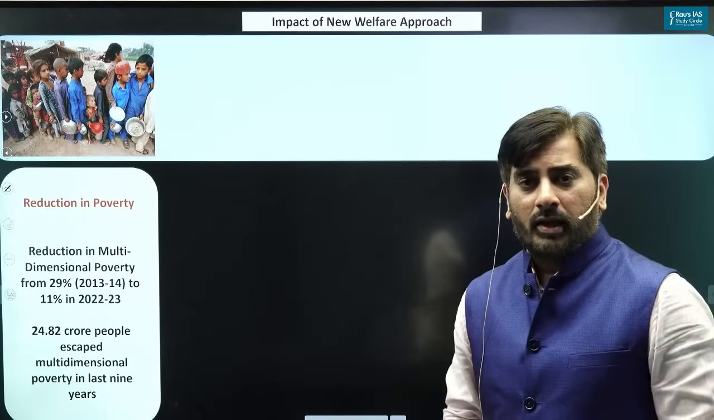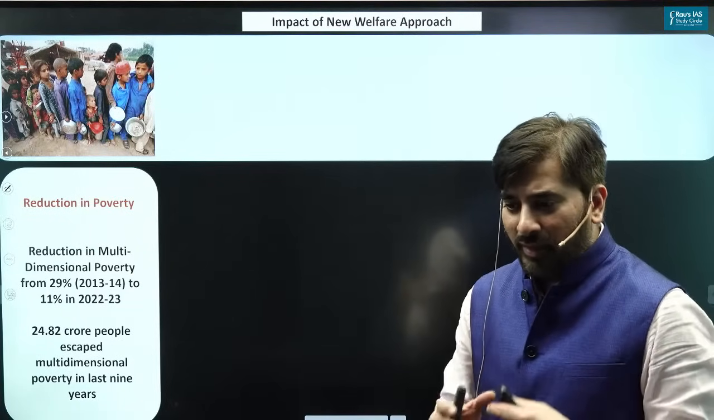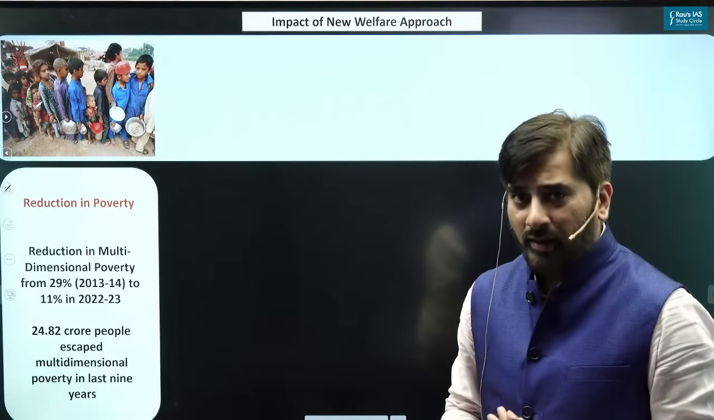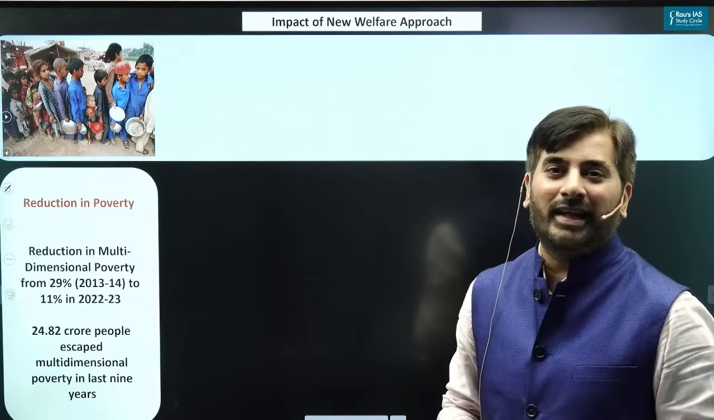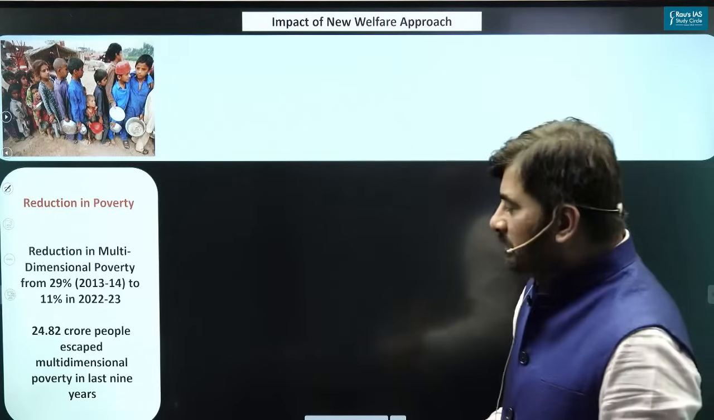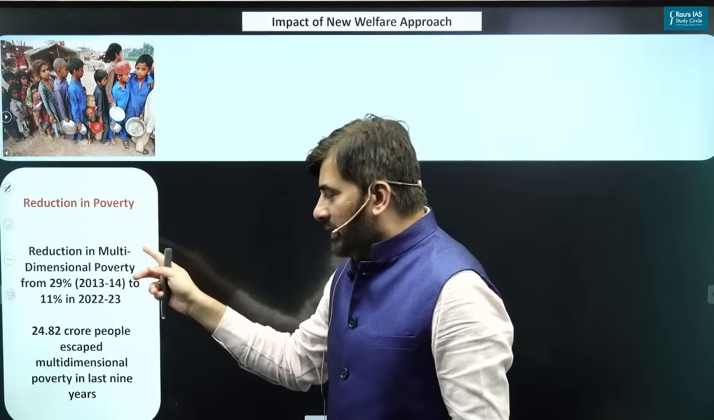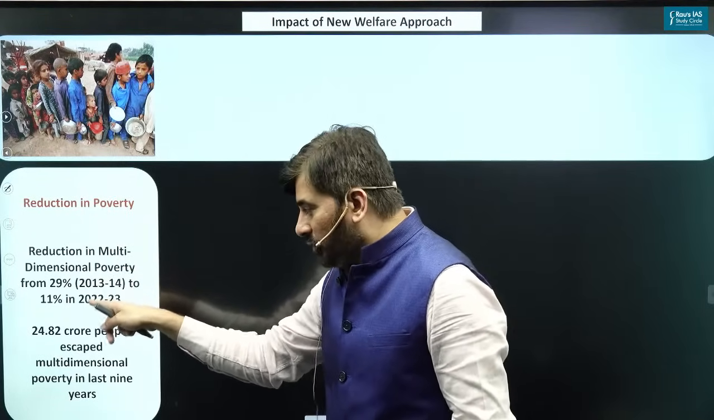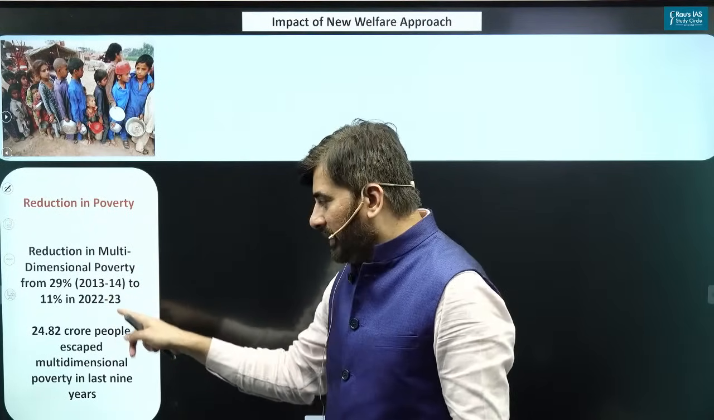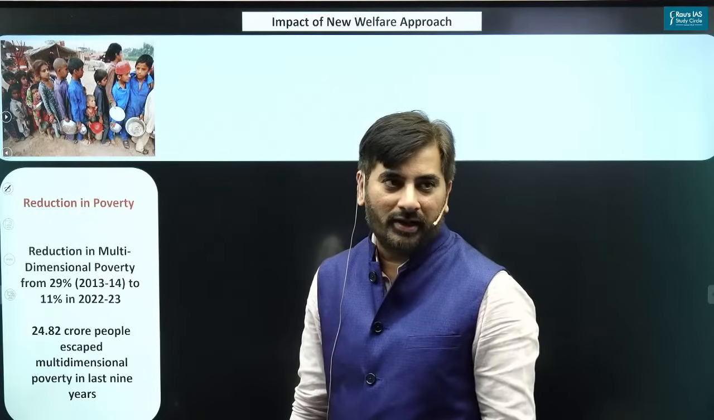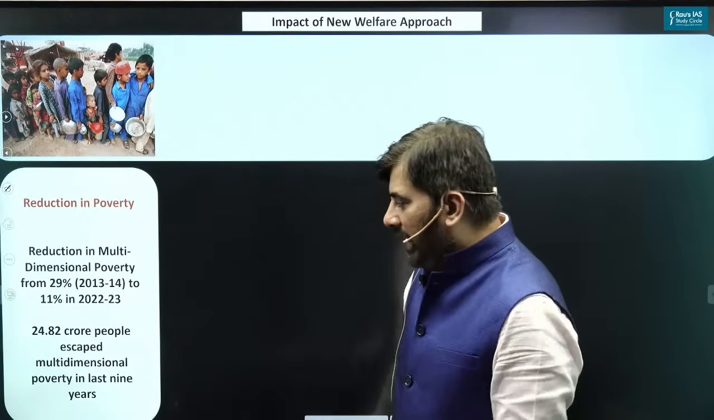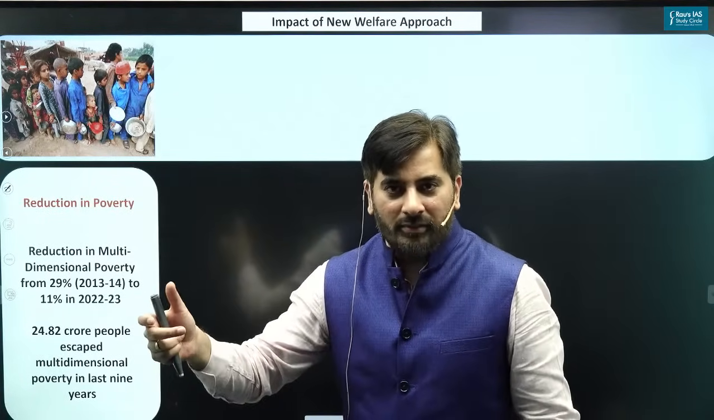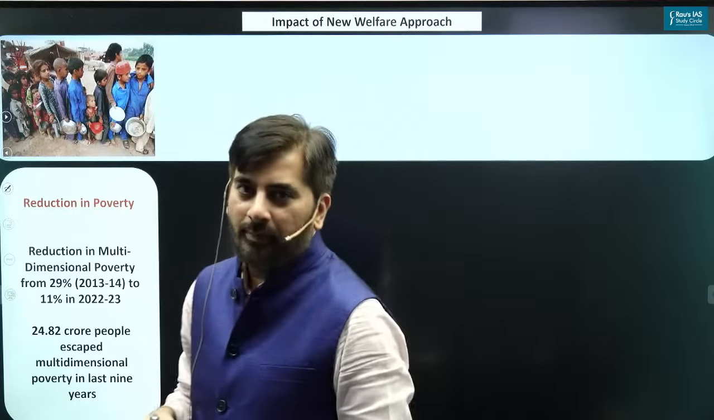For example, the finance ministry report has said that because of the new welfare approach, there has been a drastic fall in the percentage of people who are multidimensionally poor. Take for example, multidimensional poverty in India has been reduced from 29% in the year 2013-14 to 11% in the year 22-23, a large scale fall in multidimensional poverty. And this is accompanied by almost around 25 crore people who have come out of multidimensional poverty because of this new welfare approach.